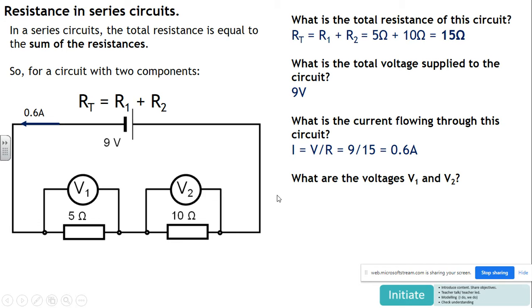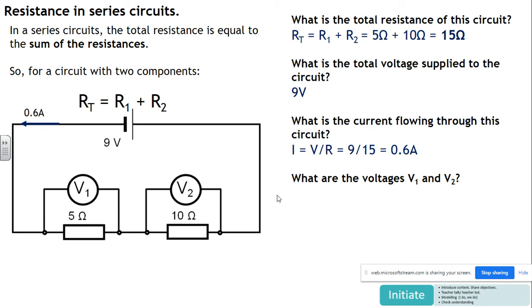And so we can use the formula I equals V divided by R, and that's going to be 9 volts. That's the total voltage going into the circuit divided by the total resistance of the circuit, gives us 0.6 amps. Have a think about what we're doing there.